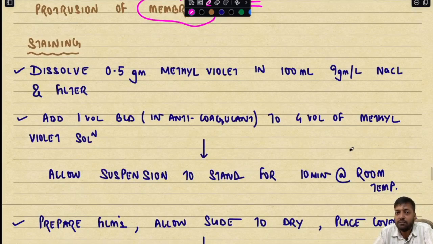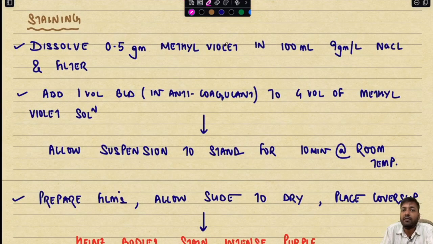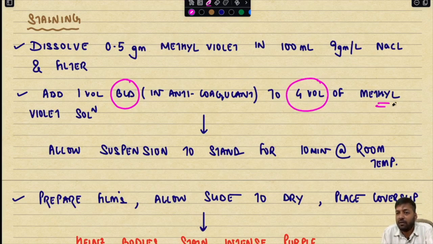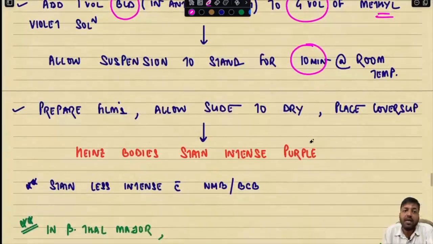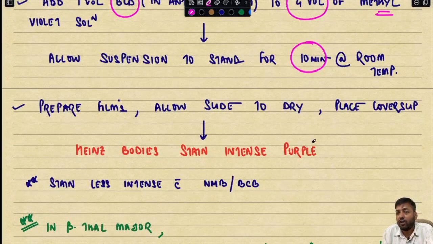So here we will use methyl violet. Dissolve 0.5 gram of methyl violet in 100 ml of 9 gram per liter NaCl and filter. Add 1 volume of blood, collected in an anticoagulant vial, to 4 volumes of methyl violet solution, and allow the suspension to stand for 10 minutes at room temperature. Prepare films, allow the slide to dry and place a cover slip. Heinz bodies stain intense purple. I will show you with the help of a diagram.